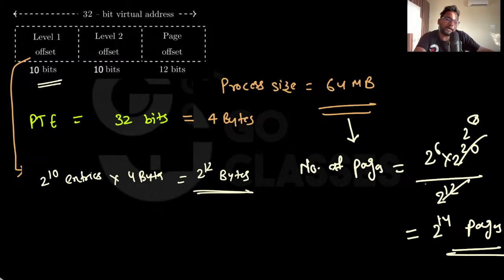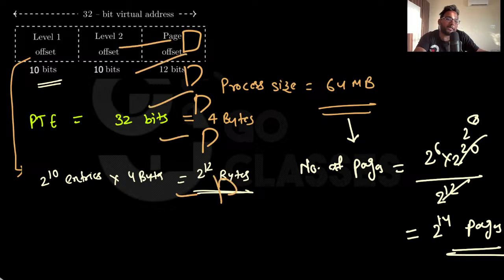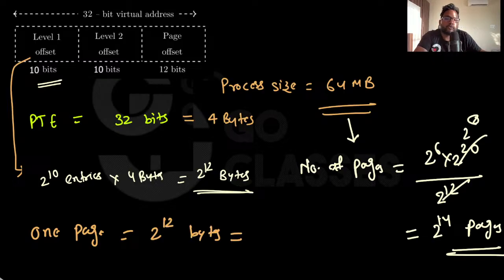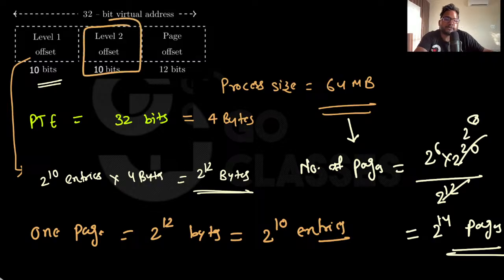It means how many entries will it be taking here? 2 power 14 entries. At this level it will be taking 2 power 14 entries, because here you have to have 2 power 14 pages. So for 2 power 14 entries, since one page is 2 power 12 bytes, one page can hold 2 power 10 entries. So at this level, how many page tables will be required?